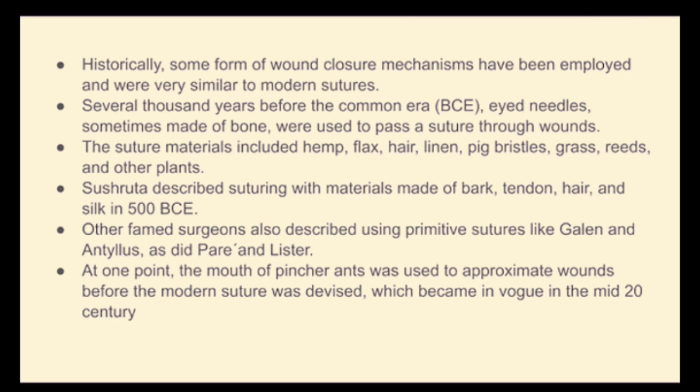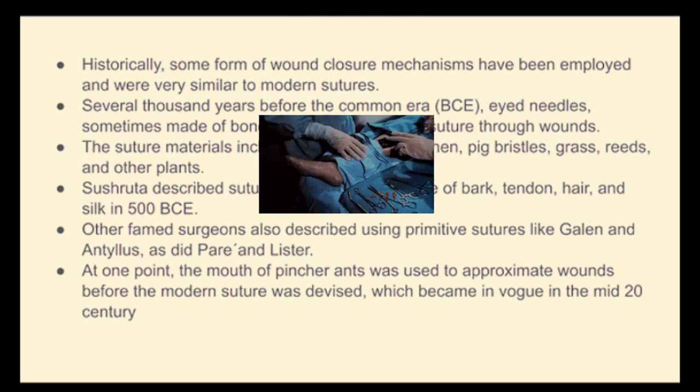In the past, before the Common Era, needles were made of bones or metals such as silver, copper, aluminium, bronze, wire. Some needles had eyes in them where sutures were passed through for suturing, and suture materials were gotten from plant and animal materials like hemp, flax, hair, linen, grass.